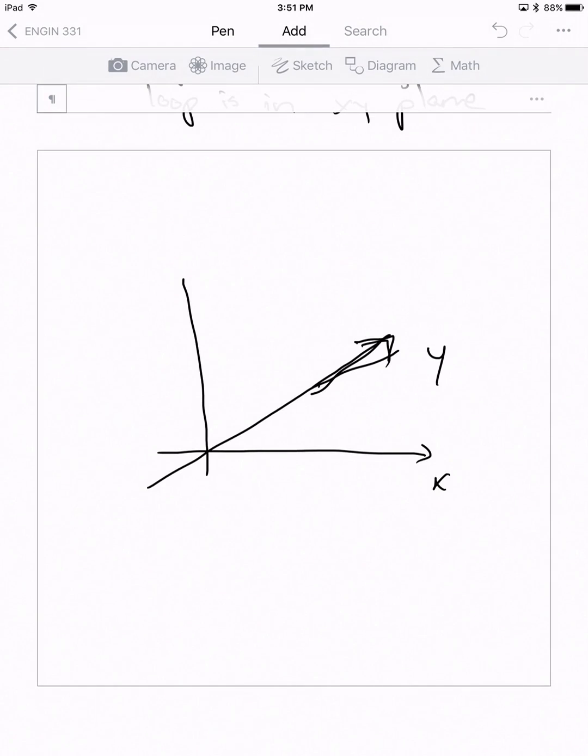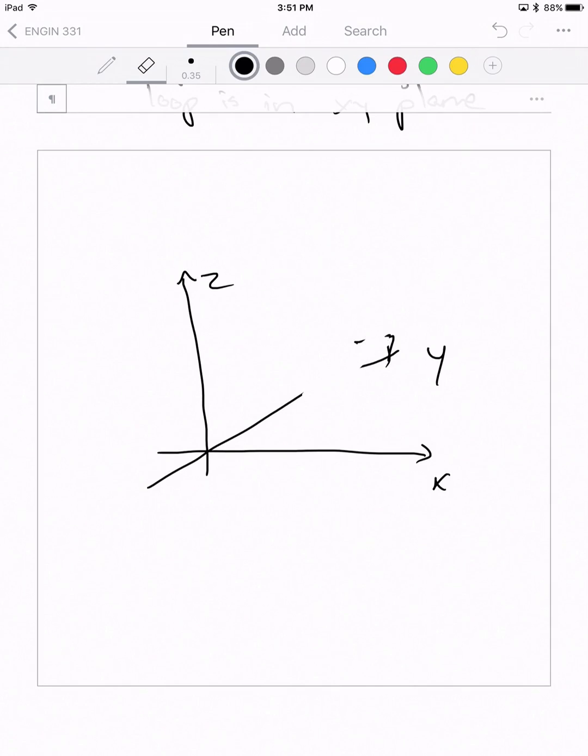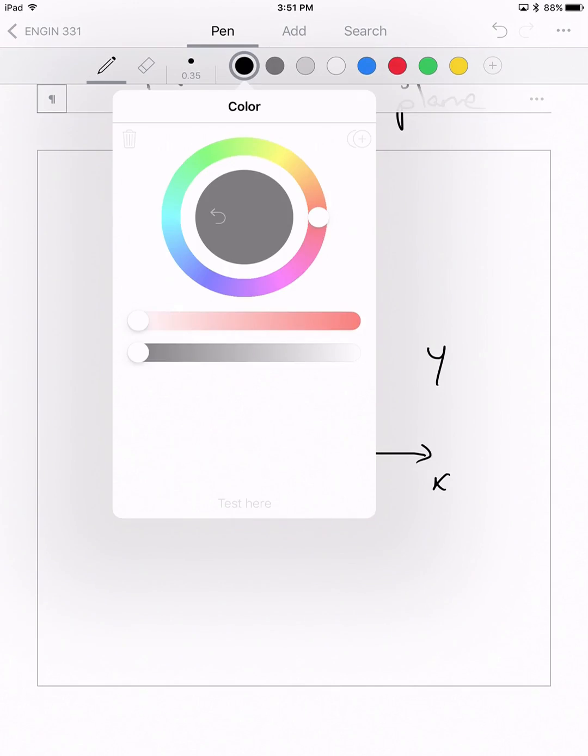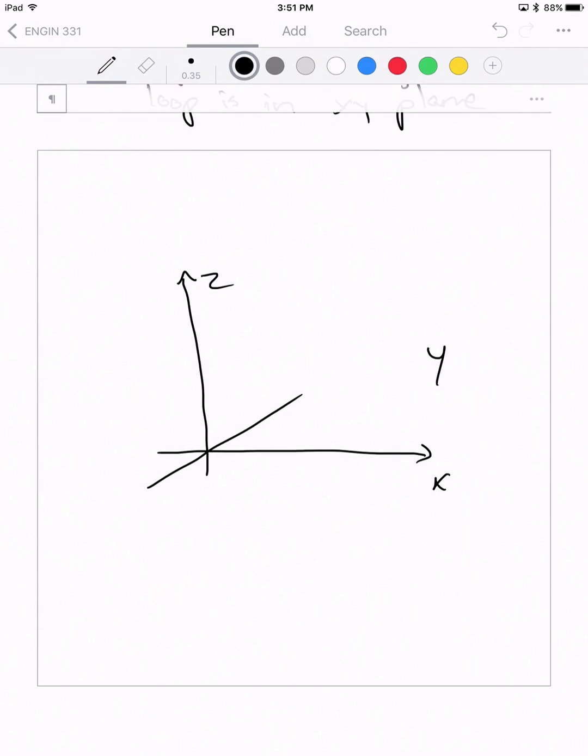Here is our Cartesian coordinate system. Good heavens, that wasn't great, but that's okay. Clean that up a little bit. There, now my y-axis looks okay. What I'm going to do on here is draw my loop. My loop has radius b.